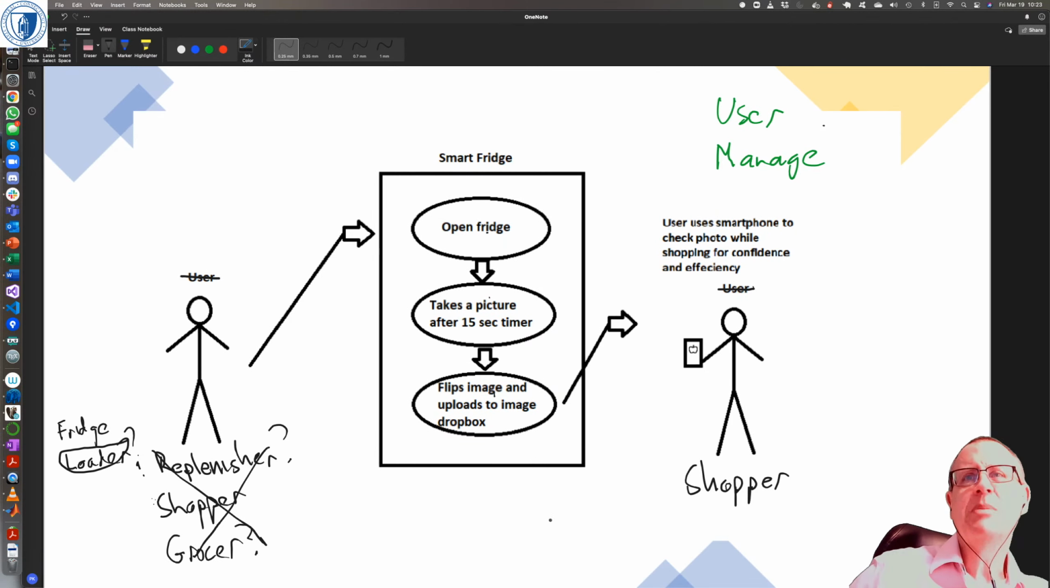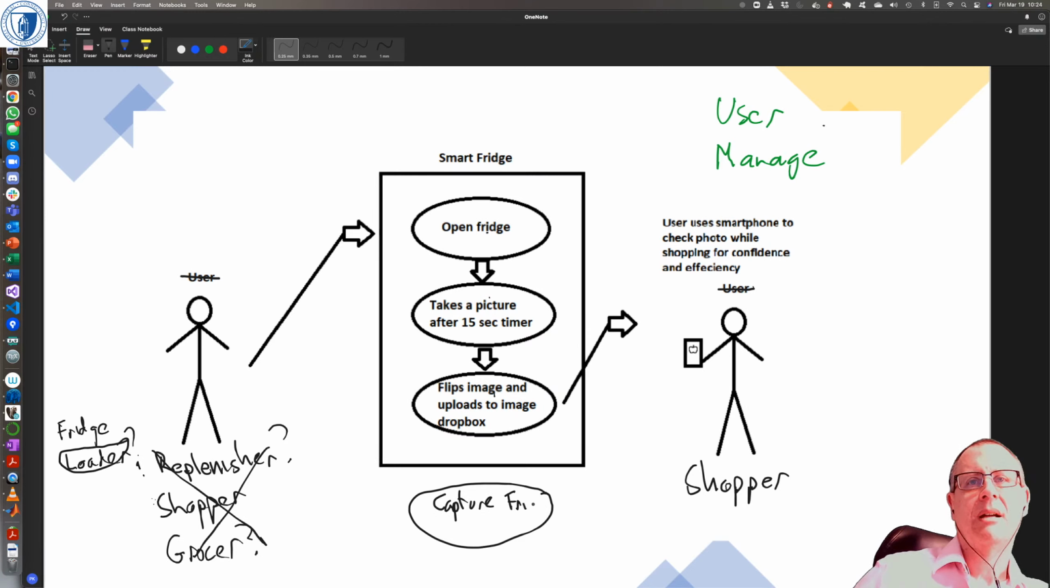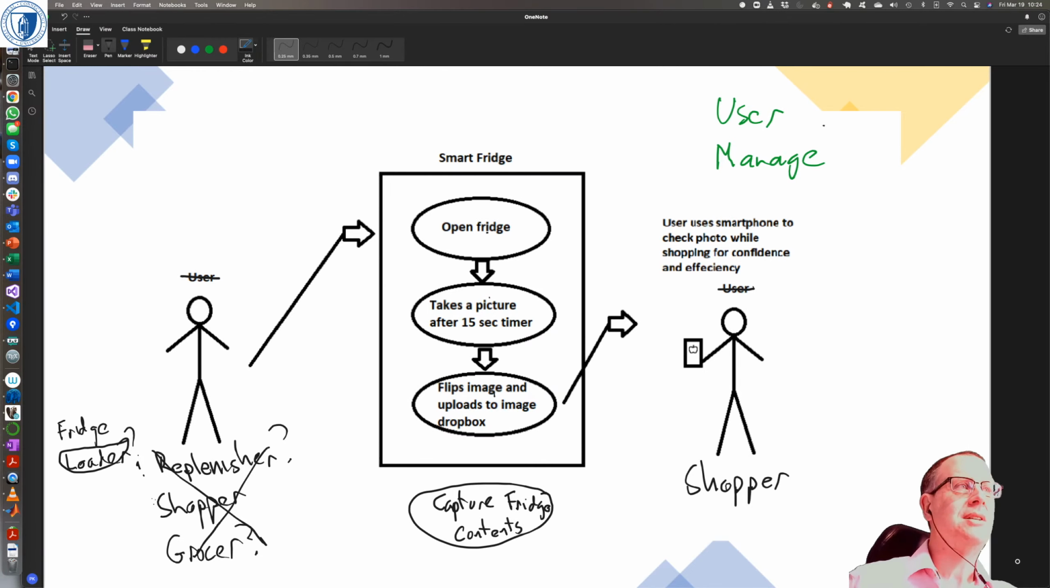So let's think about what the use case is that's described up here. I think the actual use case is something like capture fridge contents. And you might have a better way of expressing that. The aim is not for me to impose my vocabulary.